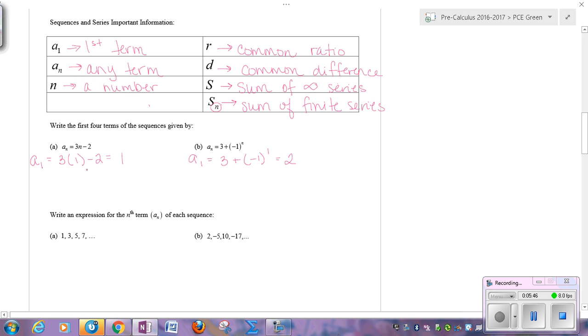So what I want you to do now is I want you to find the second, third, and fourth terms of each sequence, each time changing your n value. And you can go ahead, pause the video, and hit play when you're ready to join me.